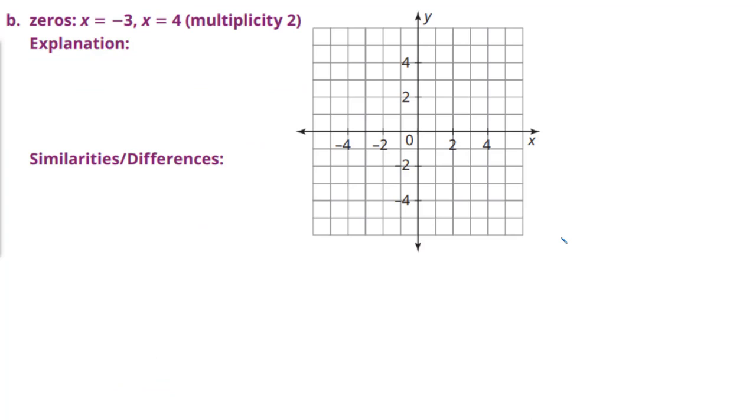So I want you to look at B. I want you to graph B. So this time we have some information that's a little bit different. It tells us we have a 0 at -3, and then at x equals 4 we have a multiplicity of 2. So what's going to be the difference between these two? One of them is going to pass and the other one's going to bounce off of it. This one's going to pass. This one's going to bounce. So at -3 we're just passing through, and at 4 we're bouncing off.